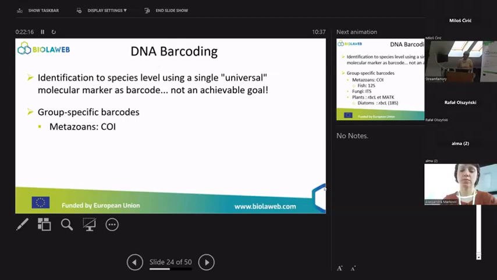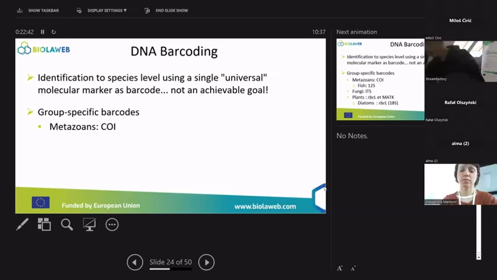And also, one of the dreams of Paul Hebert was that this DNA barcoding identification tool could be used with a single barcode. You could identify all living organisms on Earth. That would be a universal barcode, but in fact, it soon became obvious that it was not possible.